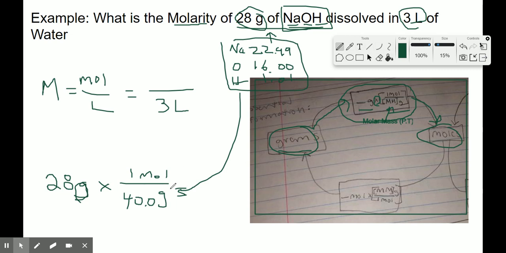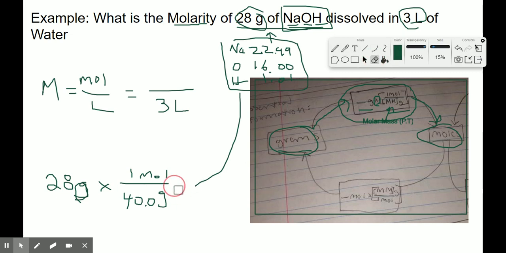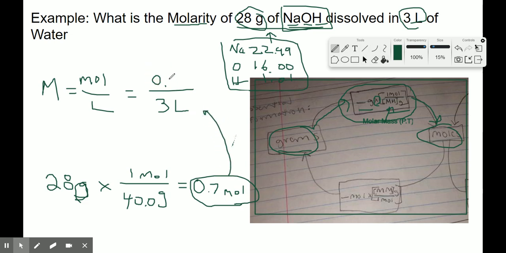So if I finish this equation up, I'm going to move this arrow. This will let me finish grams of sodium hydroxide to moles. So 28 times 1 is 28, divided by 40 is 0.7 moles. Okay, so that's what this is. I took my 28 grams and multiplied it by 1 mole over the molar mass of sodium hydroxide, and now I figured out how many moles there are. So I'm going to plug that into my molarity equation, 0.7, and I'm going to get my ultimate answer.